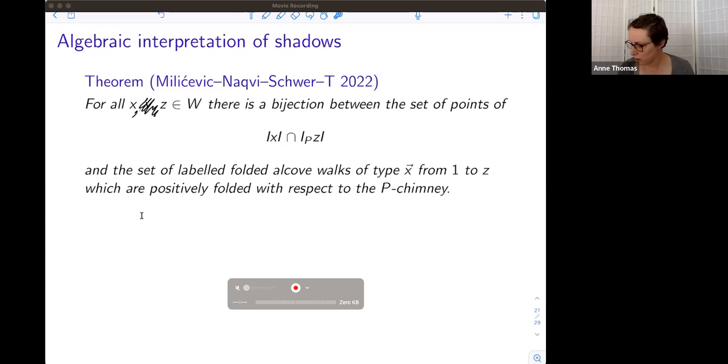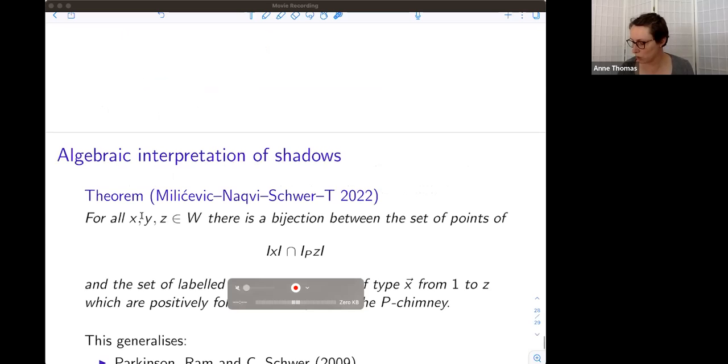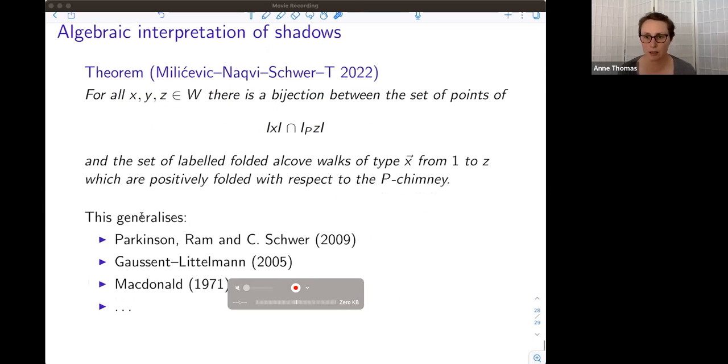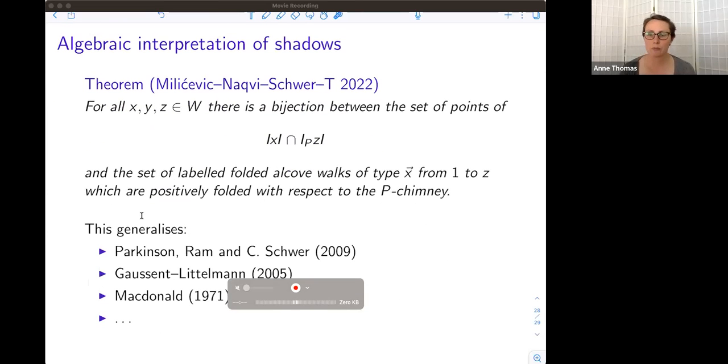Now, this is not the first time people have looked at these kinds of double coset intersections. For various values of P, James Parkinson, Aaron Graham and Christoph Schwer looked at some of these intersections and made this connection to folded galleries. Before that, Gaussen and Littleman, before that, MacDonald. It's a bit of a folklore result, these kinds of statements. And we have more general statements too. This is just the one that was easiest to say for the purposes of this talk.